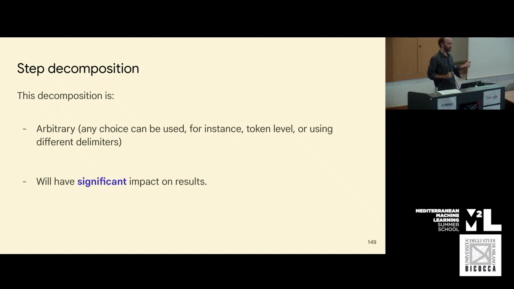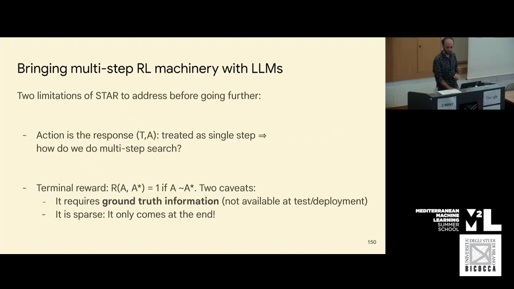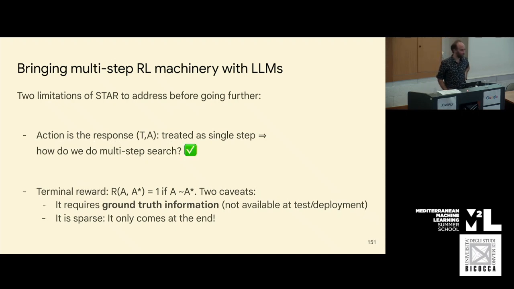I say it's arbitrary because the theory will apply, but it will have a significant impact on results, doing the right thing and the wrong thing, so to speak. If you plan at the token level, you're going to spend an insane amount of compute before getting any kind of answer, so I do not recommend it, but maybe I'm wrong. I'm sure there are some papers doing that. Okay, so we've fixed the first problem by saying every step is a sentence, and then LLMs can sample sentence by sentence.